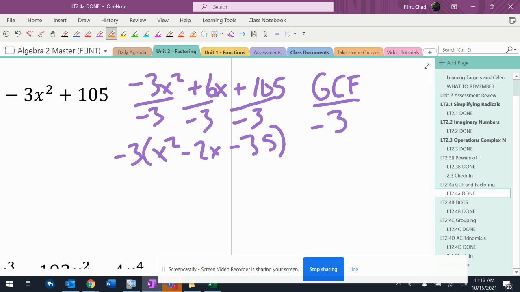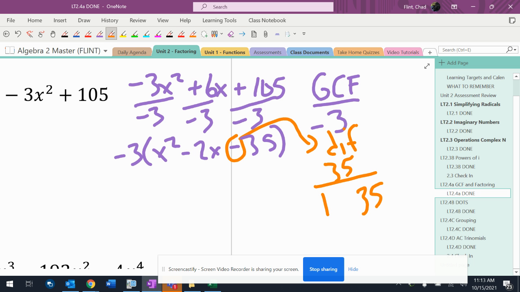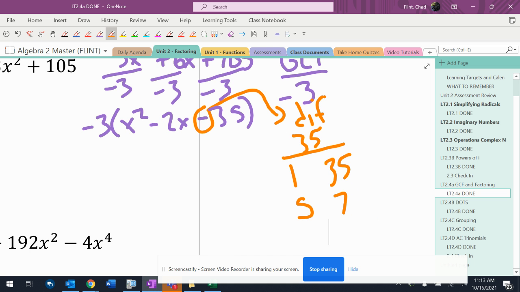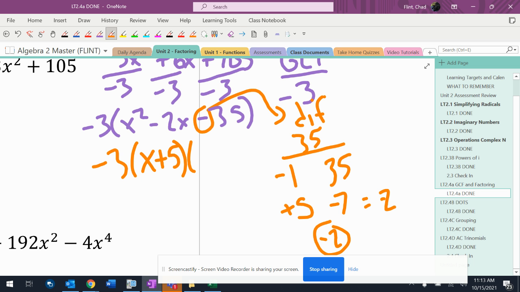So now I'm going to factor what's in there. That's giving me different signs, factors of 35: 1 and 35, 5 and 7. It's supposed to add up to negative 2. Different signs. This one gives me 2. I want negative 2, so I flip the signs. This is going to be negative 3 times x plus 5 times x minus 7.